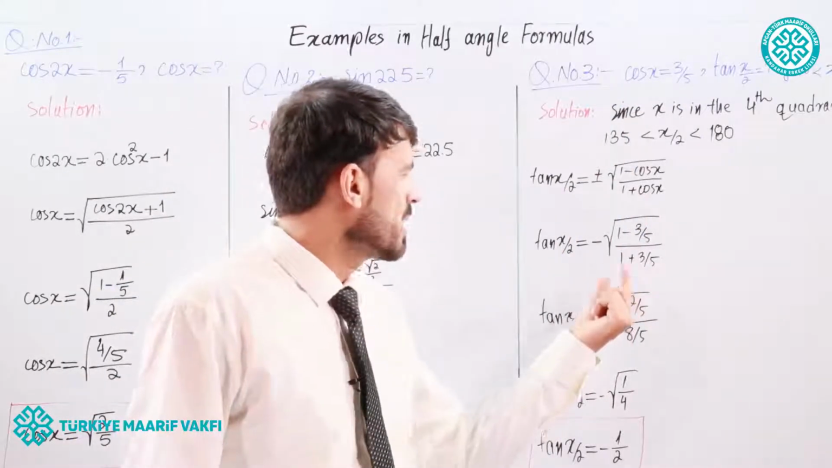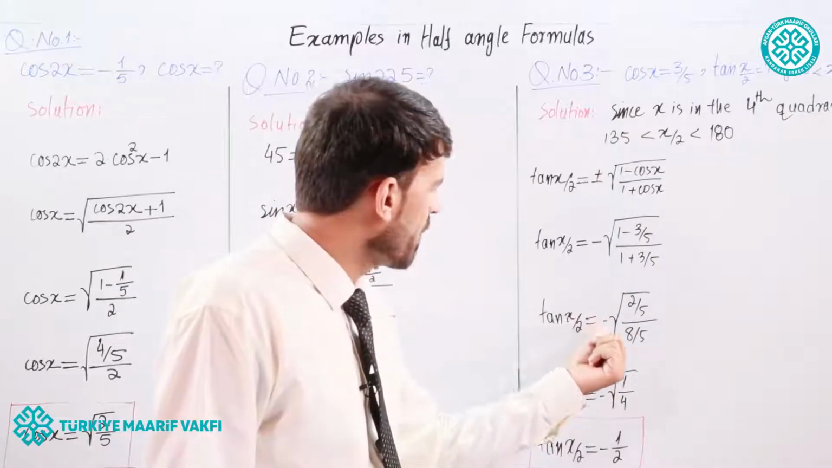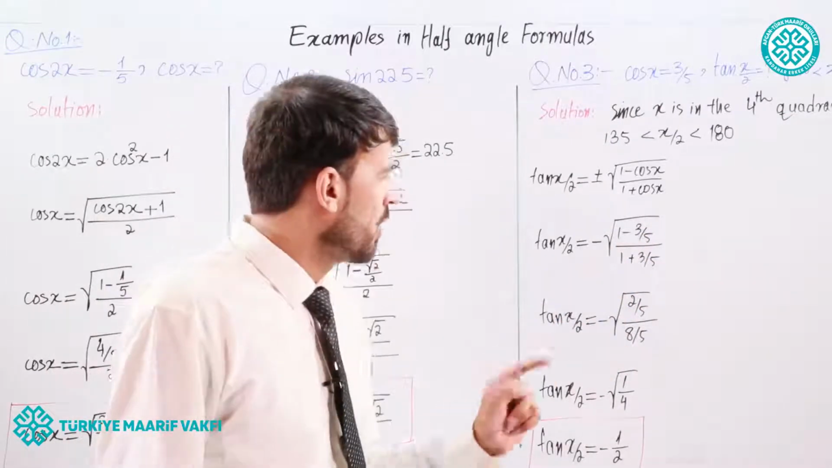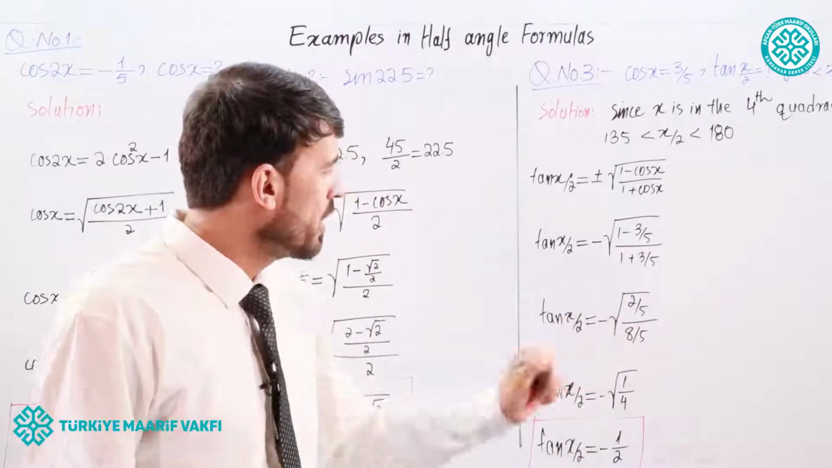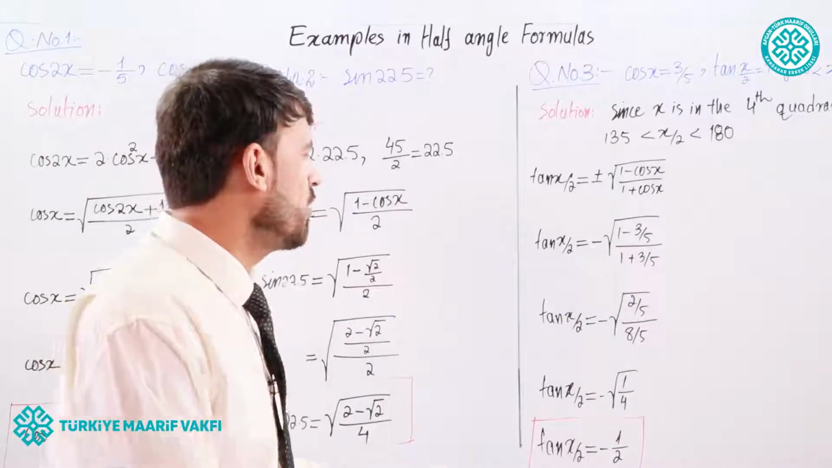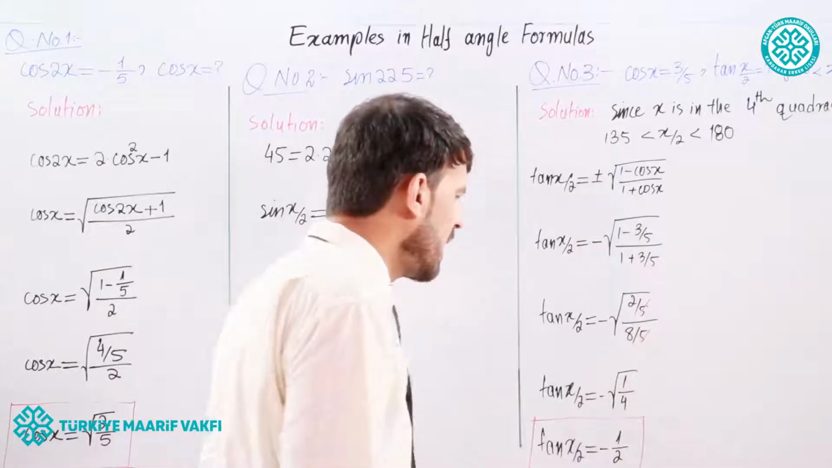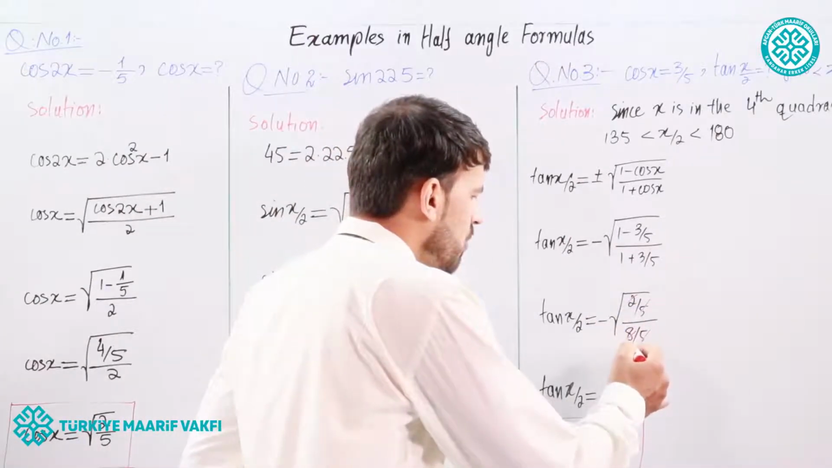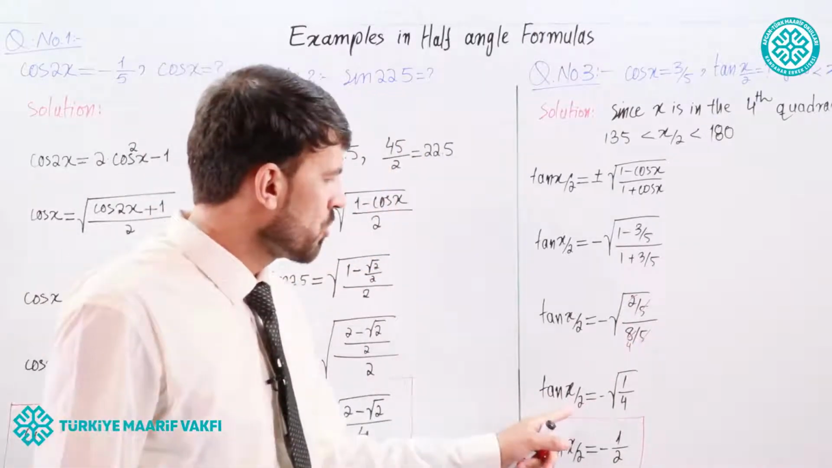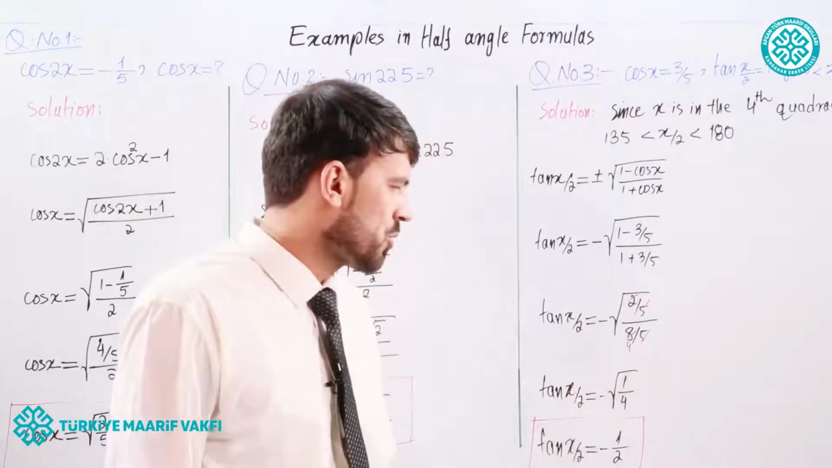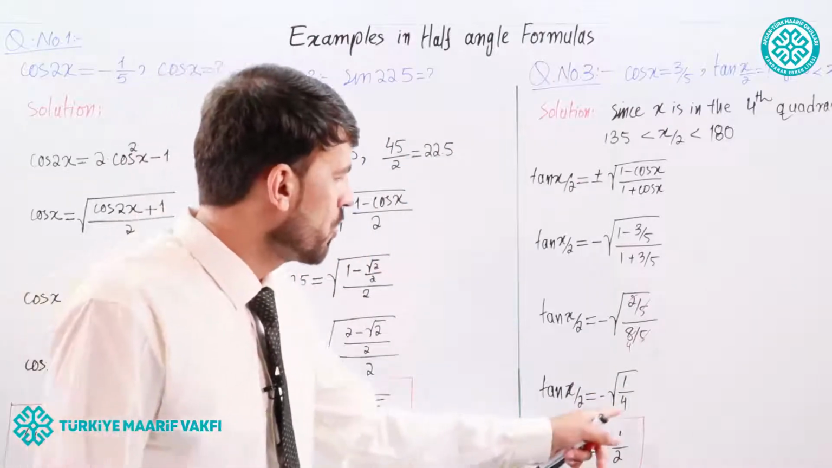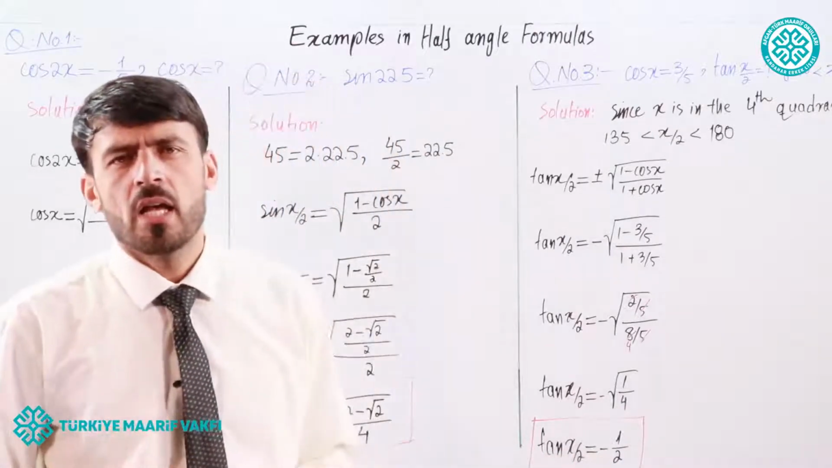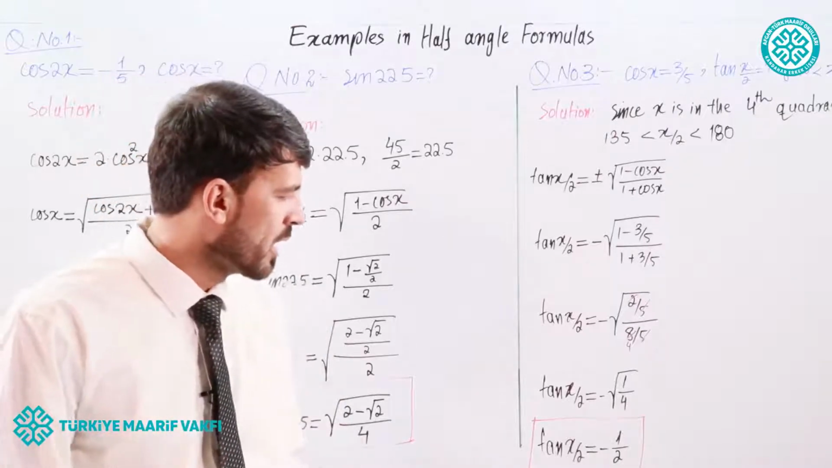So this can be simplified, and tangent x over 2 will be minus square root. When we subtract 3 over 5 from 1, that will be 2 over 5. When we add 3 over 5 with 1, that will be 8 over 5. These 5 will be cancelled with each other, and this 2 can be cancelled with this 8. Here the 4 will remain, and tangent x over 2 will be minus square root of 1 over 4. We know that the square root of 4 is equal to 2, and tangent x over 2 is equal to minus 1 over 2. This is the answer of the given example.